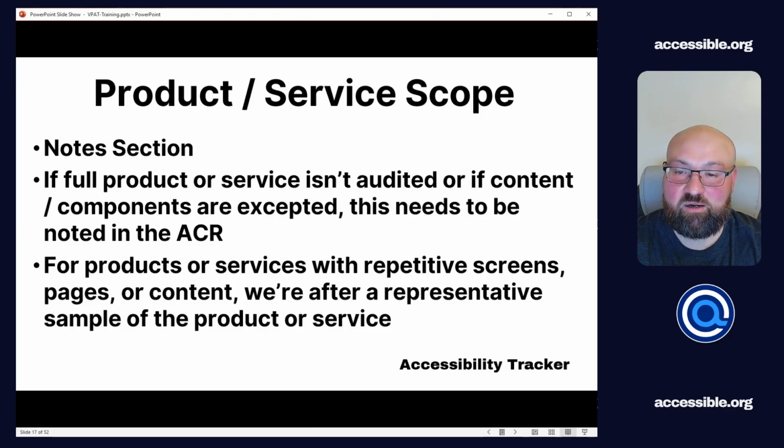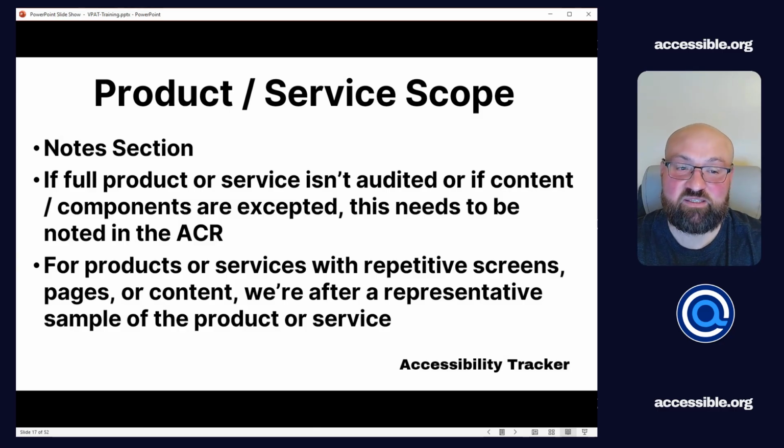Remember, the ACR is about transparency into the accessibility of our product or service. So if there is a part of our product or service that is not included, we need to make sure that that is detailed in the notes section of the ACR.